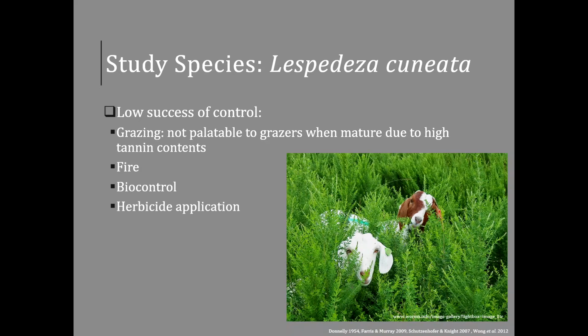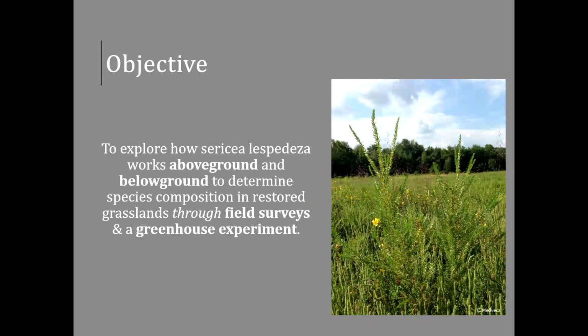However, with a seed bank that persists for 20 years, you're going to have to do that treatment over and over and over again, and you can start to compromise your native plant community in that process. Okay, so again, overall, what I wanted to look at through my research was how Sericea is working above and below ground to determine species composition, what species are growing in our grasslands, and I decided to do this through a combination of field surveys and a greenhouse experiment, and we'll talk about both of those today.